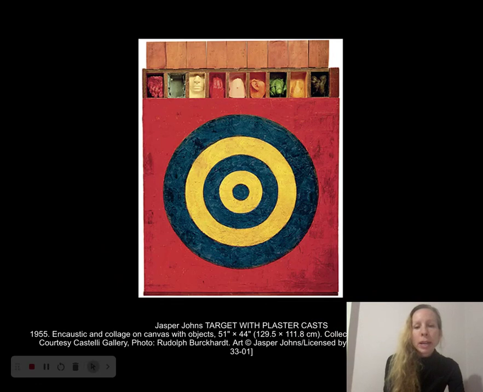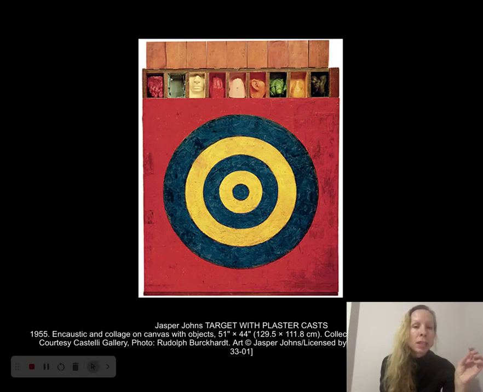An important piece that really breaks away from abstract expressionism is Jasper Johns's Target with Plaster Casts. He made this in 1955, and it was really a reaction against abstract expressionism. If we think about Jackson Pollock and his spontaneity and expressiveness, using his body and his movements to pour paint all over the canvas, Jasper Johns's work is much more controlled.